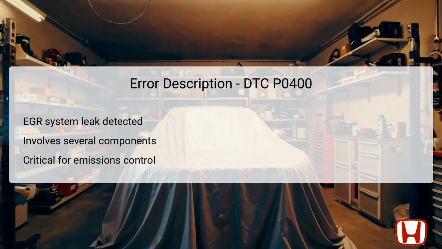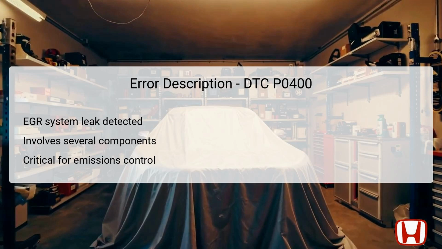The error description for DTC P0400 details that the EGR system is unable to perform its intended function due to a leak. The main components involved include the EGR valve, which regulates the flow of exhaust gases, the EGR pipe, which directs these gases to the intake, and the lift sensor, which measures the EGR valve position. These components are primarily located in the engine bay, attached to the intake manifold or along the exhaust manifold.